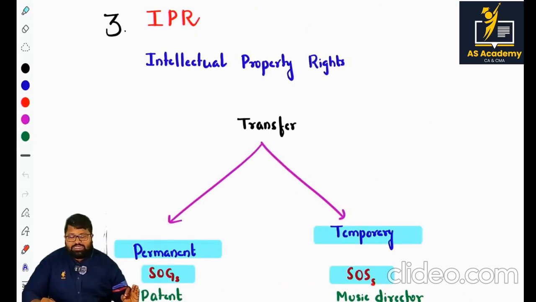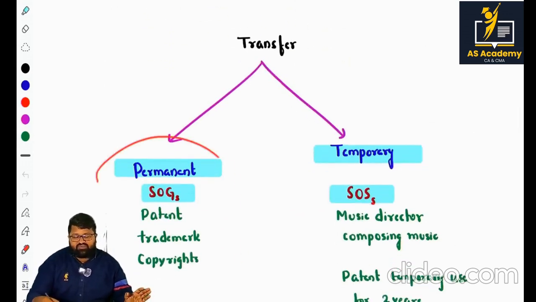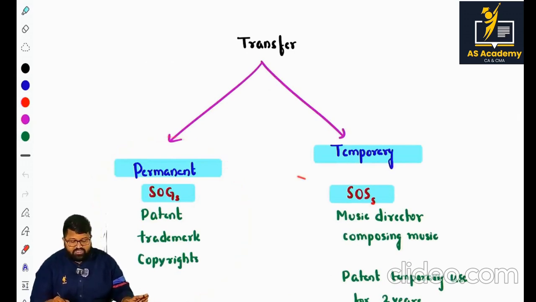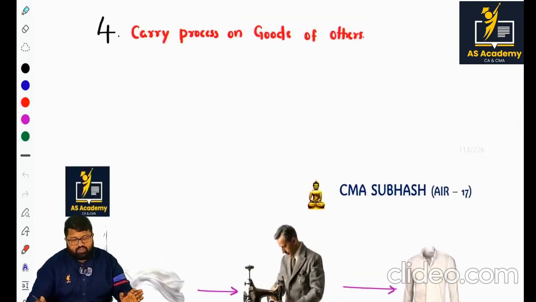Third point. Intellectual property rights is same as movable property. Sir, just for permanent transfer, it is supply of goods. Temporarily you are using it, then not. Next, what about the next one?